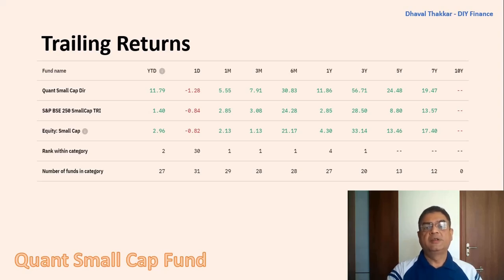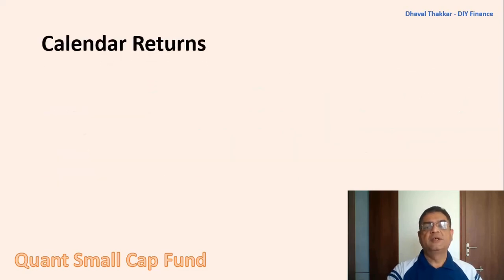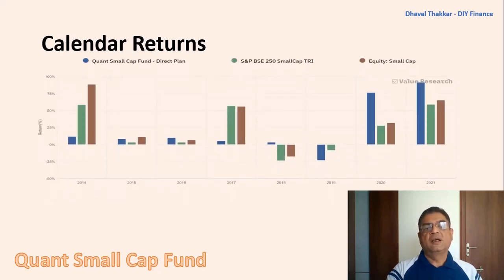Here I have ignored the data of 7 years, as mentioned earlier, that Quant took over the AMC from Escorts in 2018 only. Now let's also check the calendar returns and see how the fund is consistent in its performance. And checking the calendar returns from 2018, it is very evident that the fund has outperformed its category and benchmark for the entire period except for 2019.